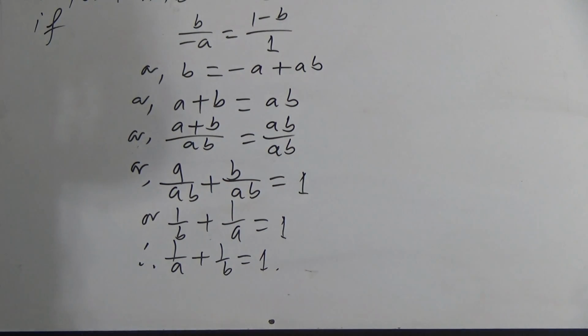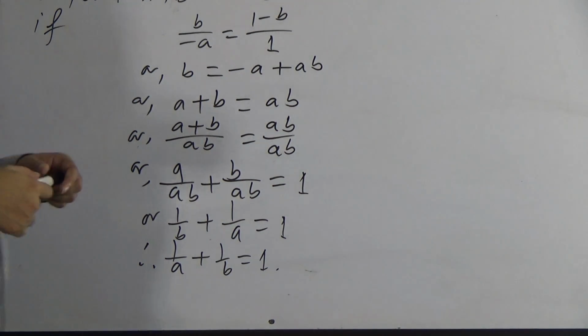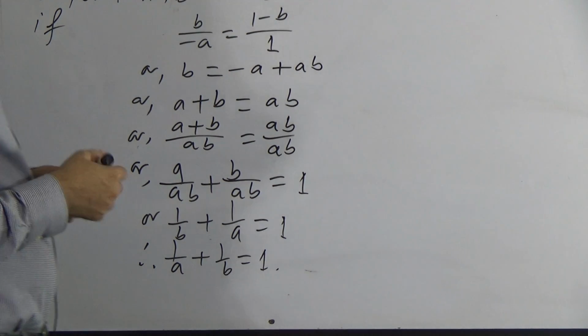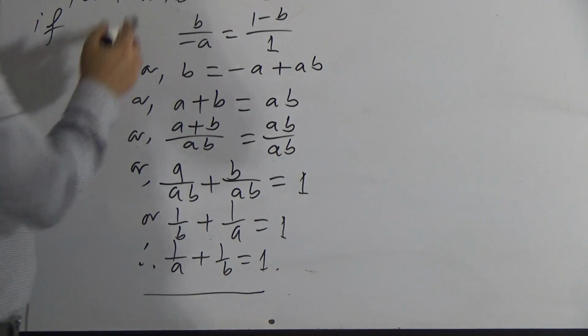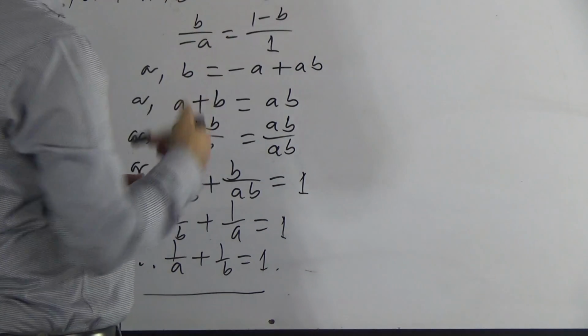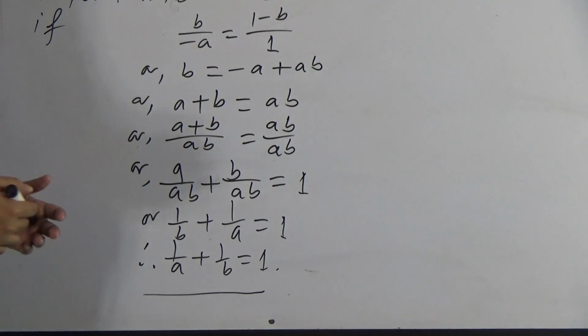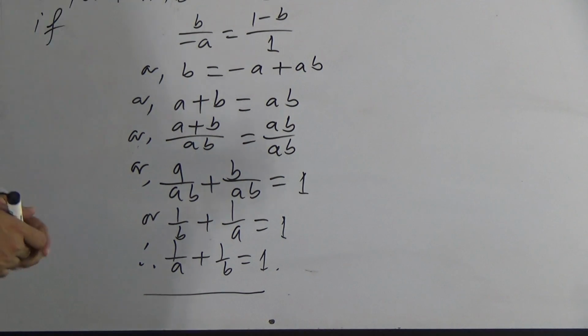See the question: if 1 by A plus 1 by B equals 1, then the points A, B, C will be collinear. So we can say, if this condition holds, then the points A, B, C are collinear. Okay dear students, so I hope you have understood the solution of question 6.